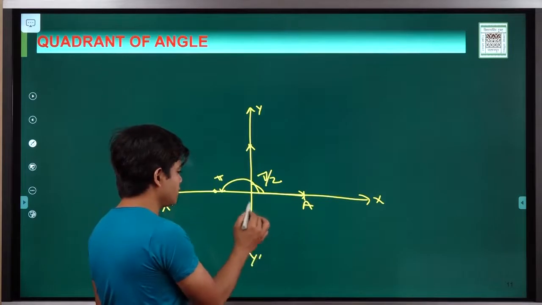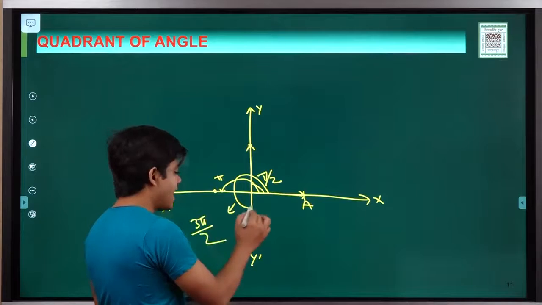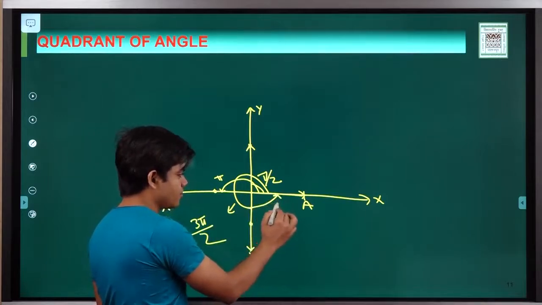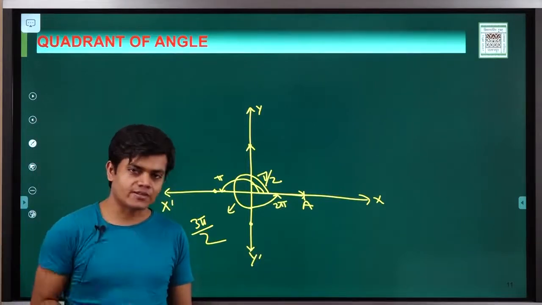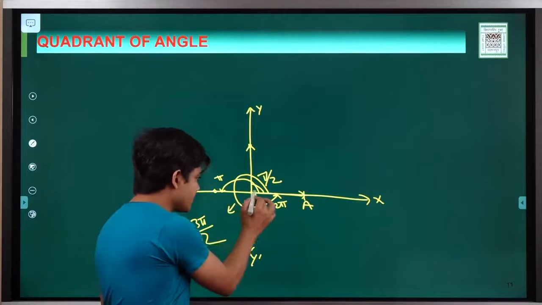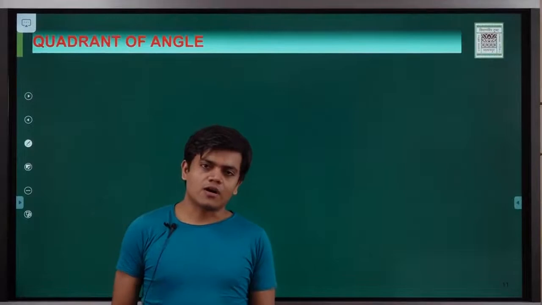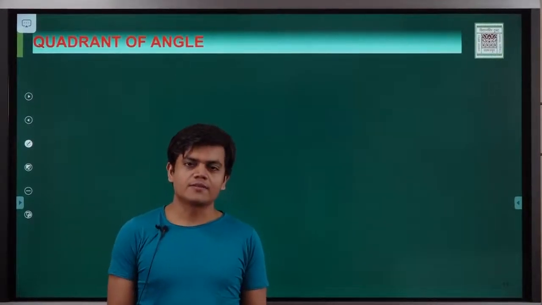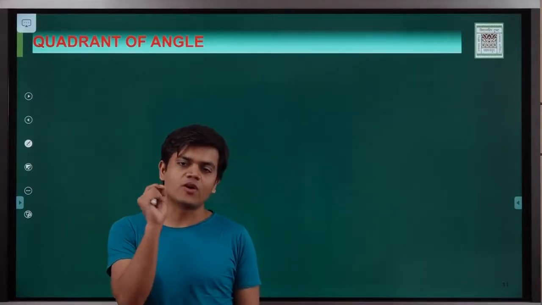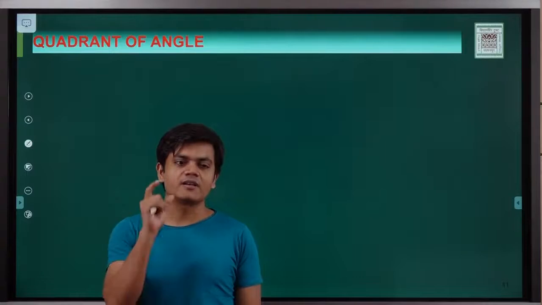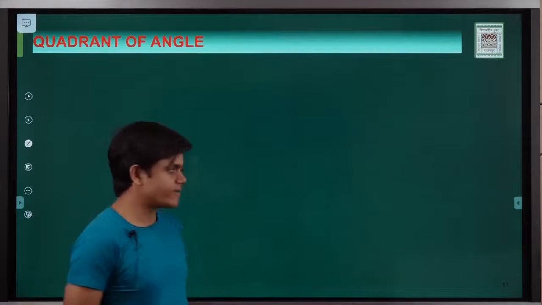If the point reaches this axis, then what will be the quadrantal angle? Certainly 3 pi by 2. This angle will be 3 pi by 2. And again we are going to reach over here, so it will become 2 pi. So the angles made by the coordinate axes are called quadrantal angles. Quadrantal angles mean angles made by a point on any one of the coordinate axes, meaning the terminal side should be on any of the coordinate axes.